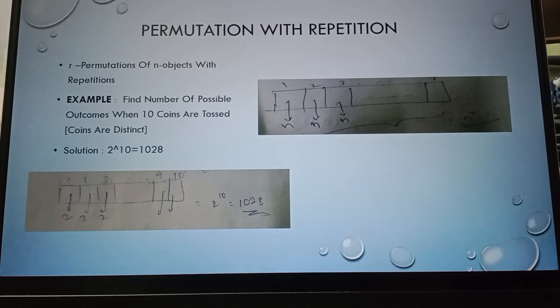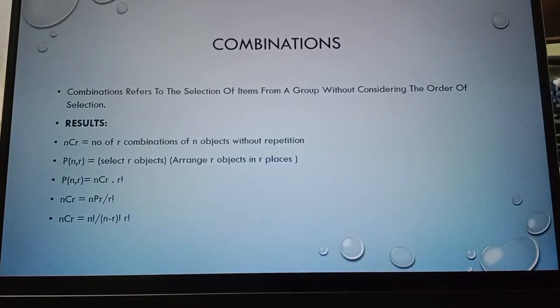Now, let us get into the topic of combinations. Combination means selection of items from a group of items. Just picking the items is what a combination is. But the constraint is we should not consider the order of a selection. We can select in any way. There is no restriction that we need to select in this manner only. There are no such conditions applicable on combination.